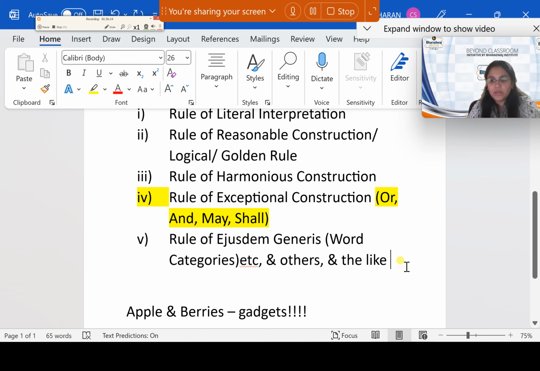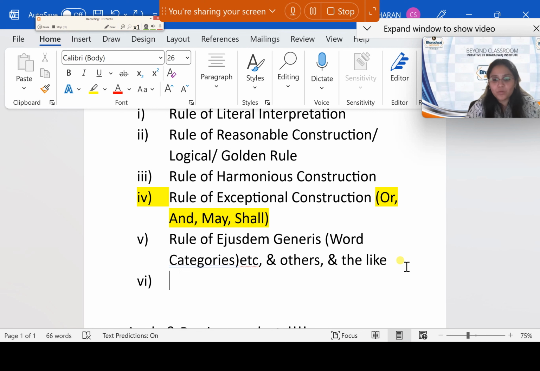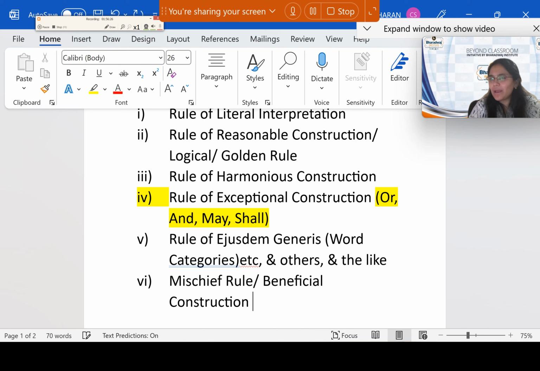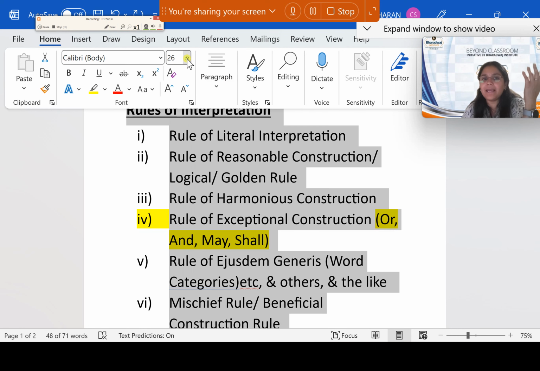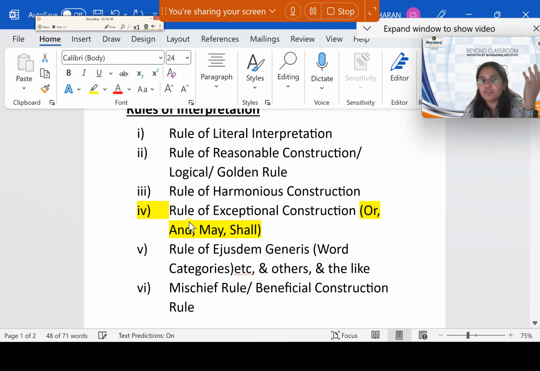The next rule is a very important rule. This rule is called the mischief rule or beneficial construction rule. Very, very, very important rule this is. Beneficial construction rule. What are these rules basically, guys? These rules are some of the techniques that we are applying to understand the provisions of law correctly.